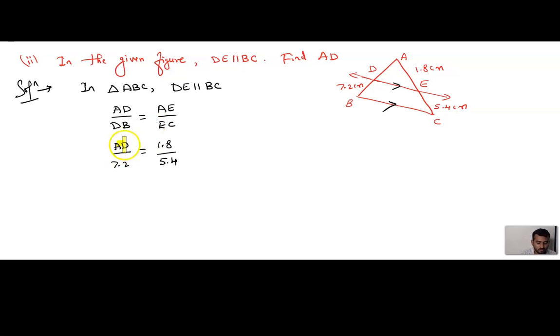What we want, keep the term as it is. Rest of the terms shift to the other side. We want AD, so keep AD as it is. Rest of the terms shift to the other side. That is AD is equals to 1.8 into 7.2, 7.2 will get cross multiplied divided by 5.4. देखो बेटा, अब इसके अंदर one thing you can see here. 1.8 into 7.2 divided by 5.4.